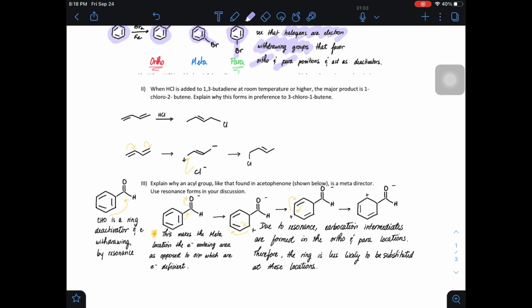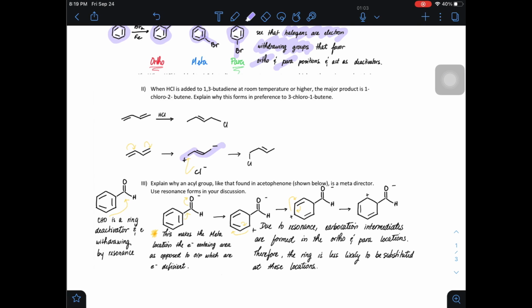Okay, so as we can see right here, when HCl is added to 1,3-butadiene, we have this end product and the beginning product over here. So the key thing right here is a high temperature or room temperature. At this temperature, the formation of the least stable alkene is favored, as we can see right here, by resonance, and this is what we end up with right here.